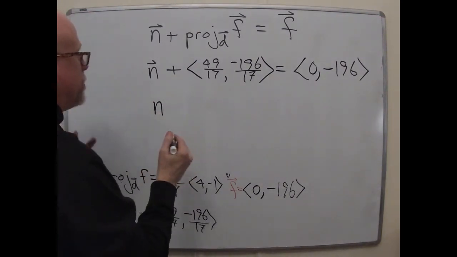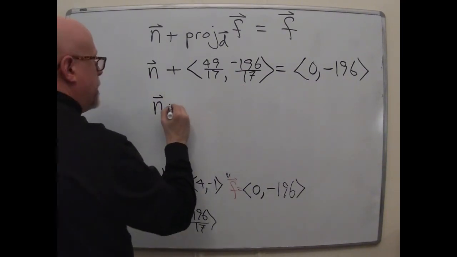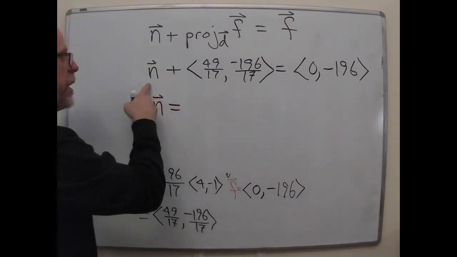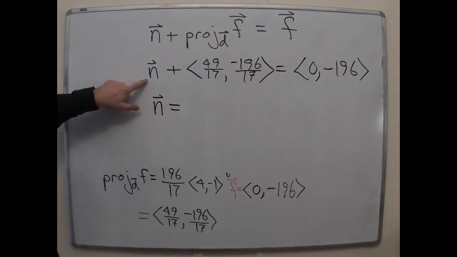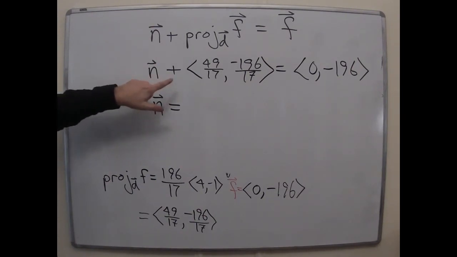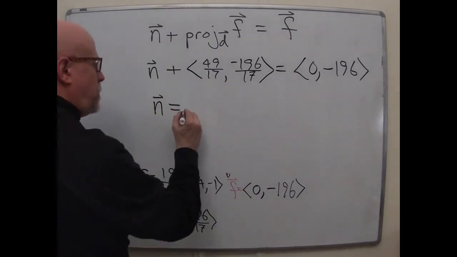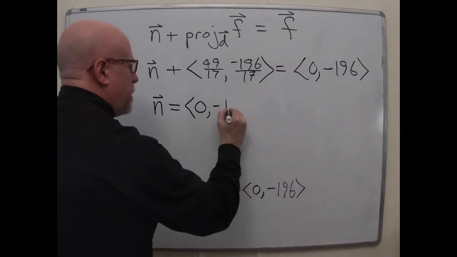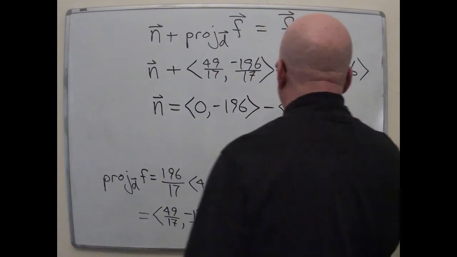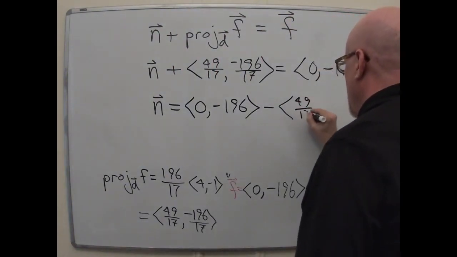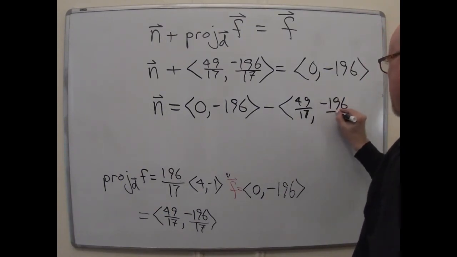Actually, might as well just re-express it in terms of what x is. That is, basically solve this expression for x. I said x, but the variable is n. I'm not sure what's wrong with my brain right now. Okay, but it's the same thing anyway. We're trying to find this vector n, and we just need to subtract off this vector from both sides. So it'll be (0, -196) minus this one with the confusing fractions in it, 49 over 17 and negative 196 over 17.